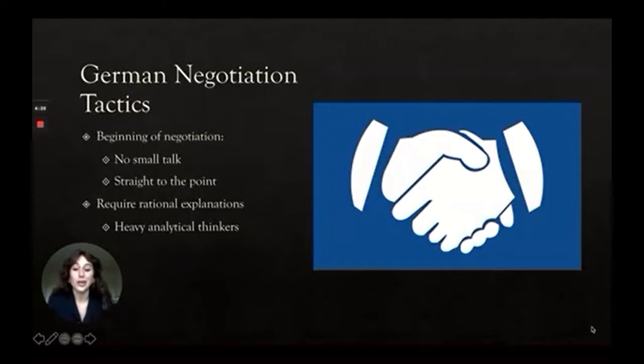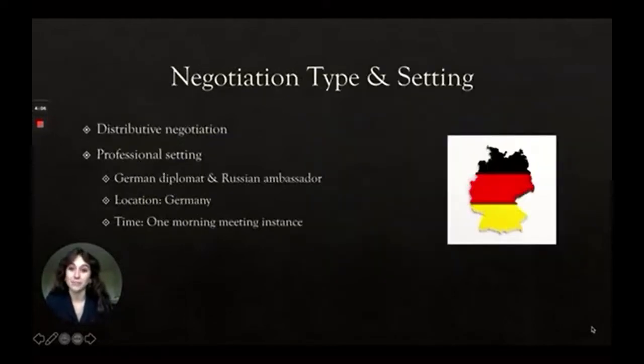They're also rational, or they require rational explanations. So if something can be assumed, they don't like that. They want you to spell it out. They want you to explain it to a T. And this is because they are heavy analytical thinkers, and so they pick everything apart, and they want to make sure that they have a full grasp on everything.